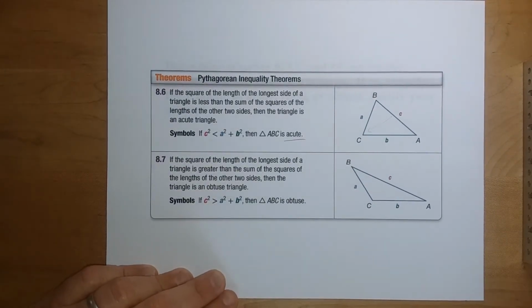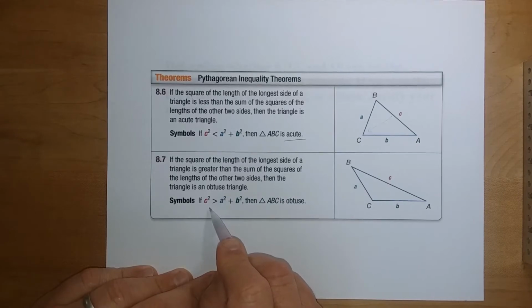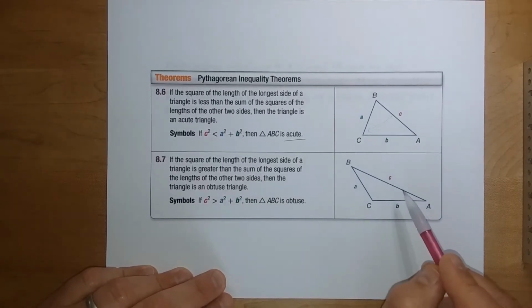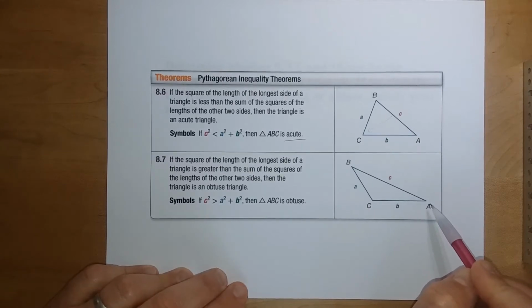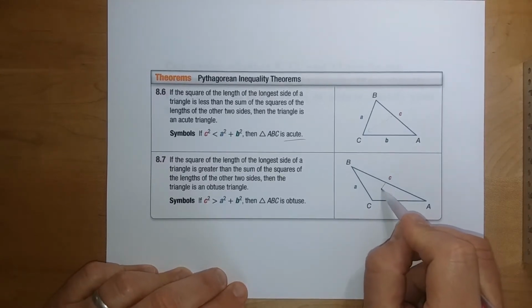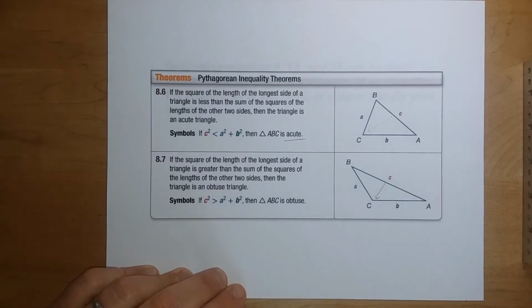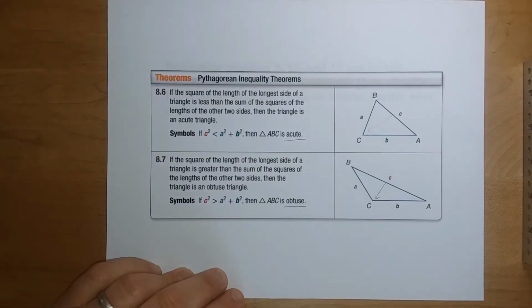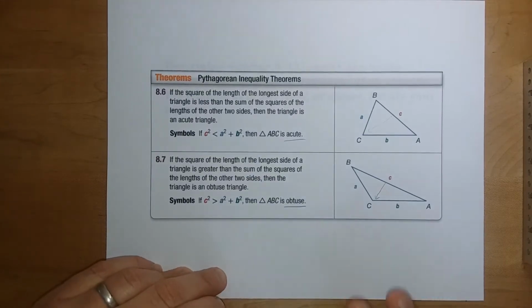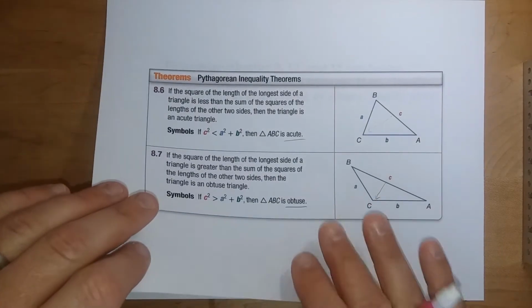Or I could have this other condition where c squared is greater than a squared plus b squared. That means this side c is too long to be the hypotenuse of a right triangle. And therefore it's pushing this angle c past 90 degrees, which tells you it must be obtuse, and therefore it must be an obtuse triangle. Let's take a look at a couple of examples.